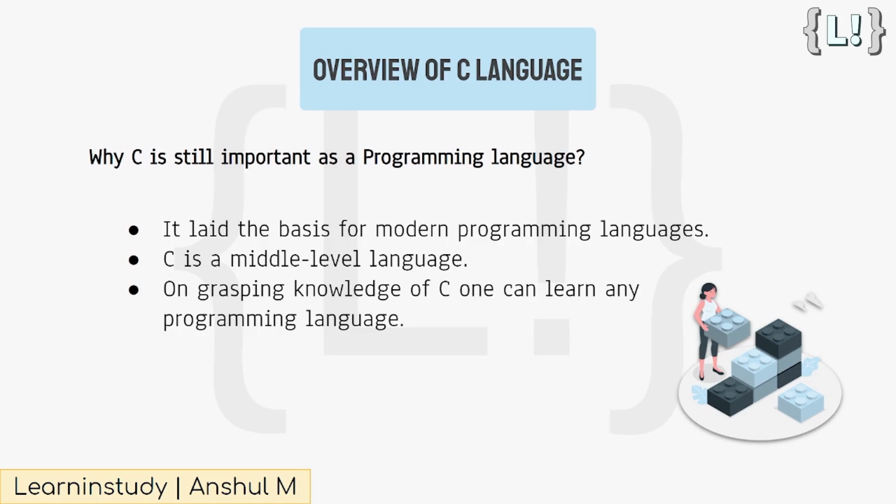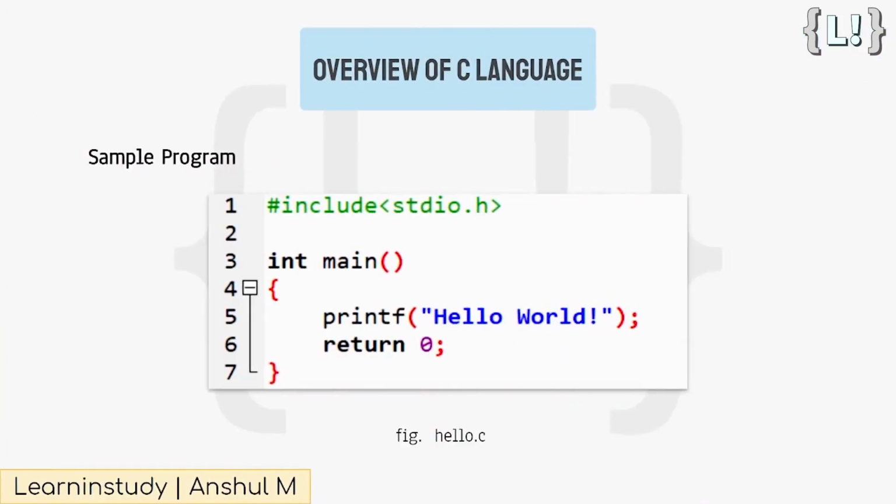C is a middle level language. Middle level language tells us that the program we use is human readable and at the same time it is close to the machine. Close to the machine means it will be executed in lesser and lesser time. I can assure you that on grasping knowledge of C, you can learn any programming language. Here is a sample program which prints the output hello world on the output screen. As we go along this course, we'll dive deep into the codes.